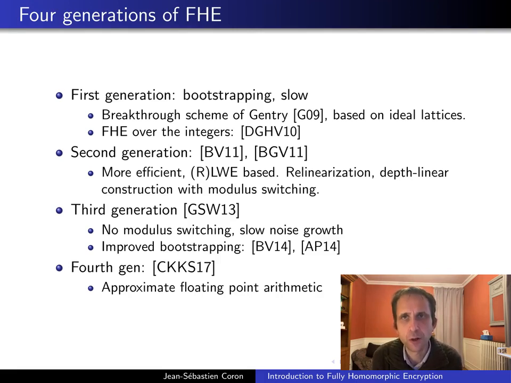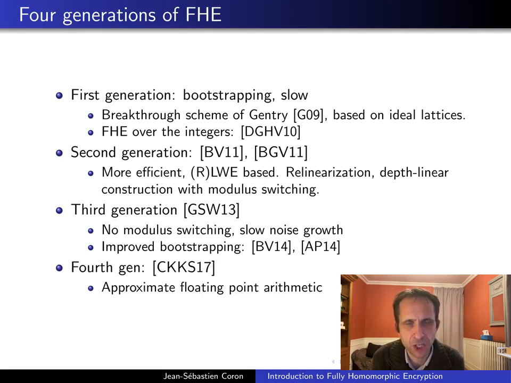So now I'm going to describe relatively briefly the other generations of FHE that have appeared in the last 10 years. In the second generation, we have schemes that are based on the learning with error problem, or the ring learning with error problem, which is more efficient than working over the integers. I will describe the techniques that are necessary: the relinearization technique, and also the modulus switching technique that enables a construction where the size of the parameters is linear in the depth of the circuit to be evaluated. So I will explain what it means.